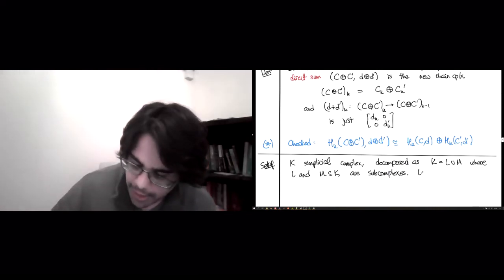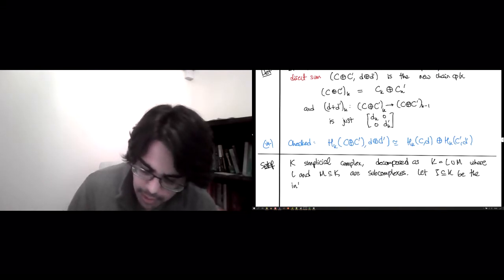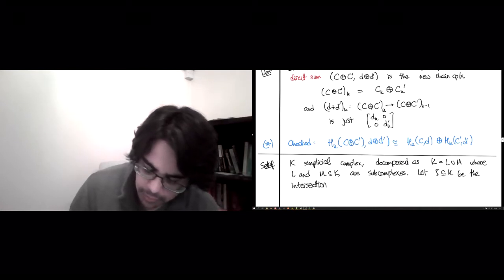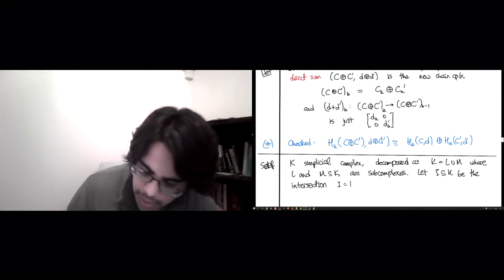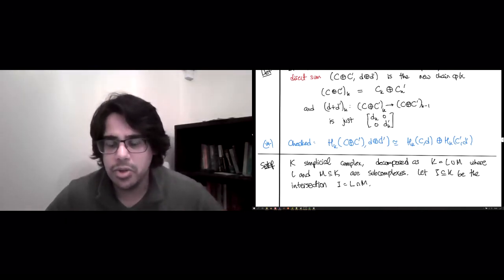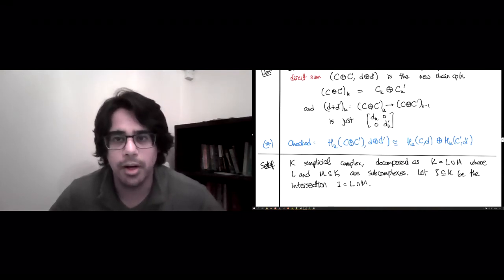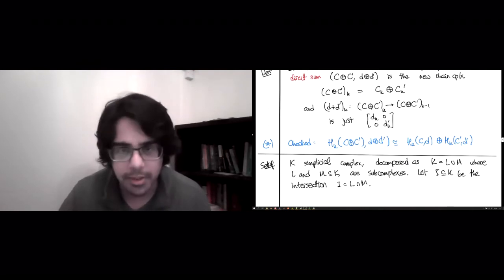Okay, let I be the subcomplex given by the intersection. So I equals L intersection M. Okay, so K is the union of two subcomplexes that might intersect in some complicated way. The idea is that you can compute the homology of K by figuring out the homologies of L, M, and I. So all of them are strictly smaller than K. So this is the distributed part, where you can split things up into smaller pieces and figure them out.